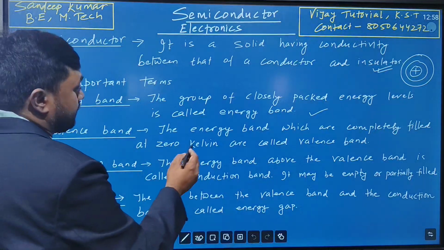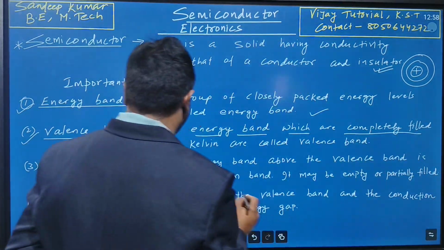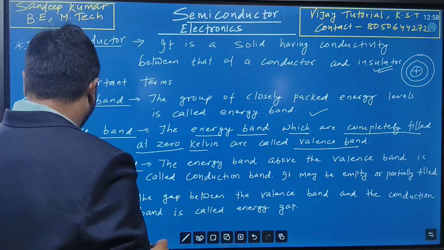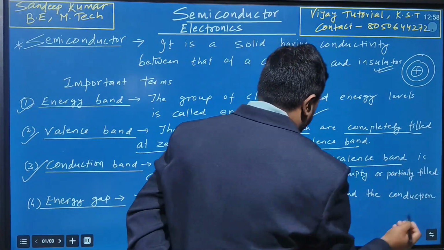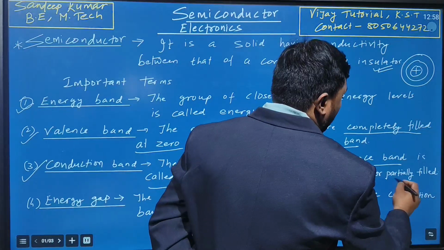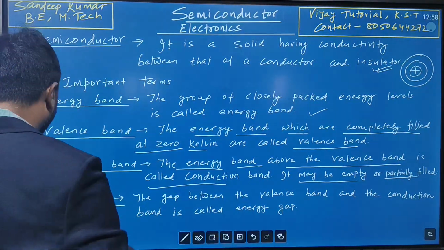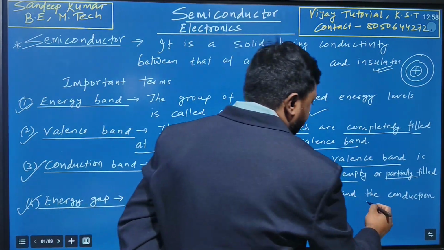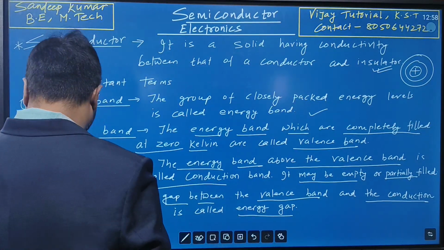Valence band: the energy band which is completely filled at 0 Kelvin is called the valence band. Whereas conduction band: the energy band above the valence band is called the conduction band. It may be empty or it may be partially filled. So now, what do you mean by energy gap? The gap between the valence band and the conduction band is called the energy gap.